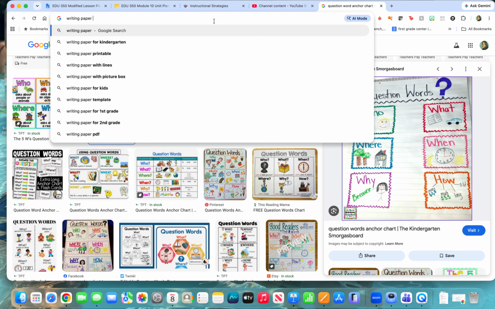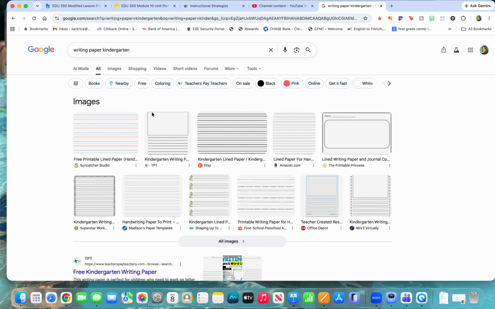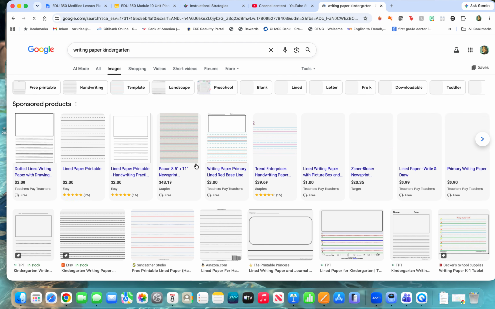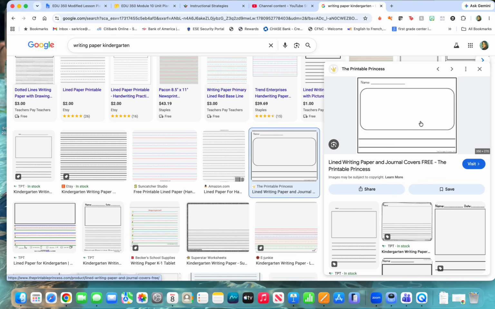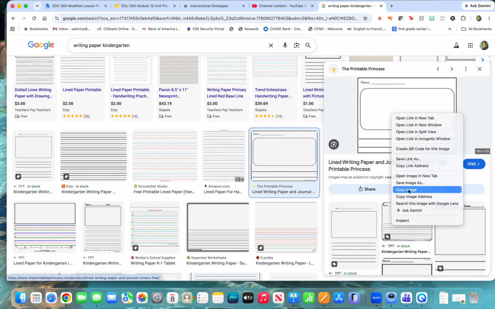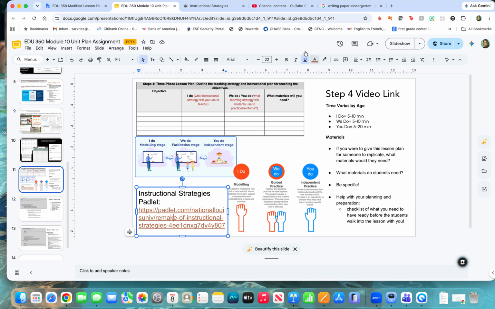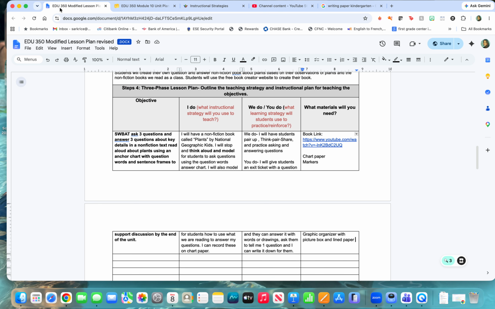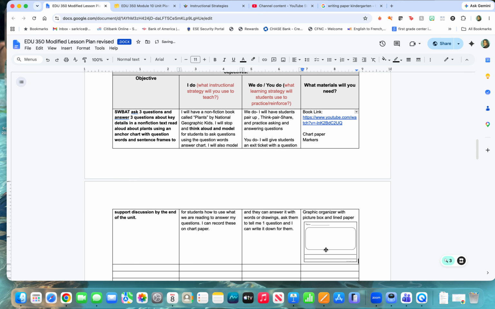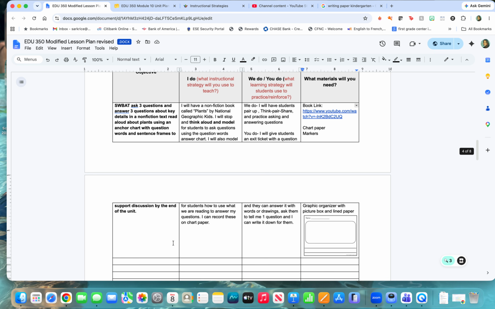So I will put here writing paper kindergarten, and then you can see this is exactly what you would give a kindergarten student, something like this. You would never give a kindergarten student just a blank piece of paper. So maybe then I will put that here so that this is what I'm going to give them, so they can draw a picture of an answer to a question, and then they can write it here. So that's how you would do this part.